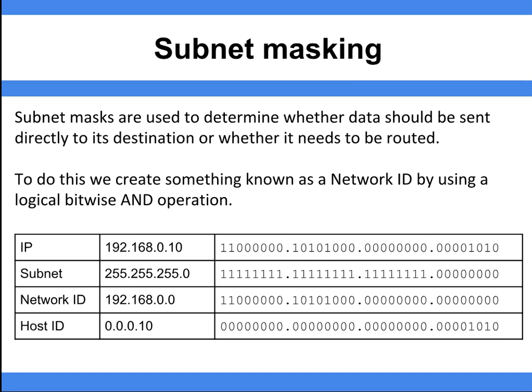subnet mask. So essentially we go through and we AND the corresponding pairs of bits, if you like. So we go through, and that would end up being 192.168.0.0, okay, in this situation at least. And that gives us a network ID.